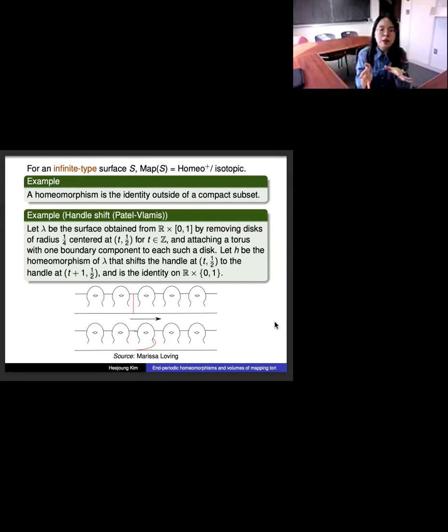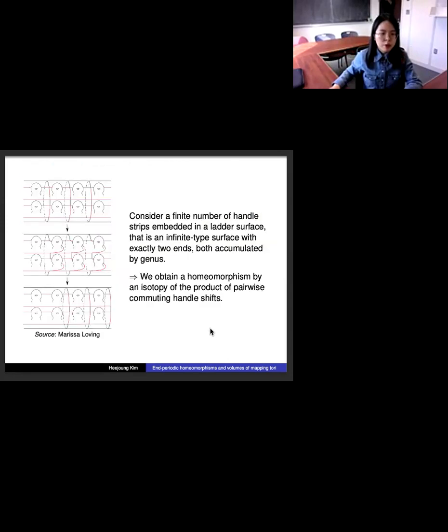Then actually we can embed this one into any surface with at least one end accumulated by genus and extend H by the identity to a homeomorphism. So I have more pictures. For example, a finite number of handle strips embedded in a ladder surface, meaning an infinite type surface with exactly two ends like that, and the two ends are accumulated by genus.